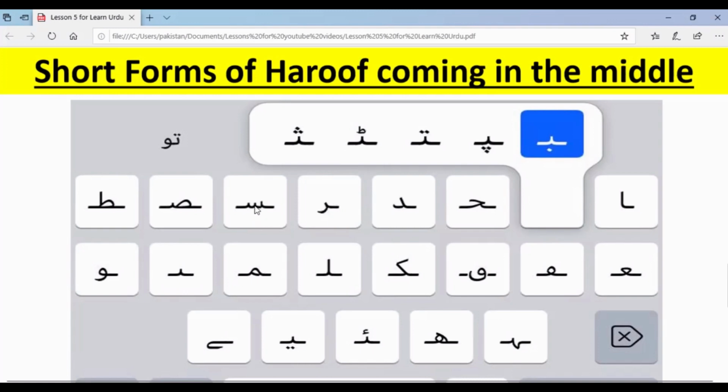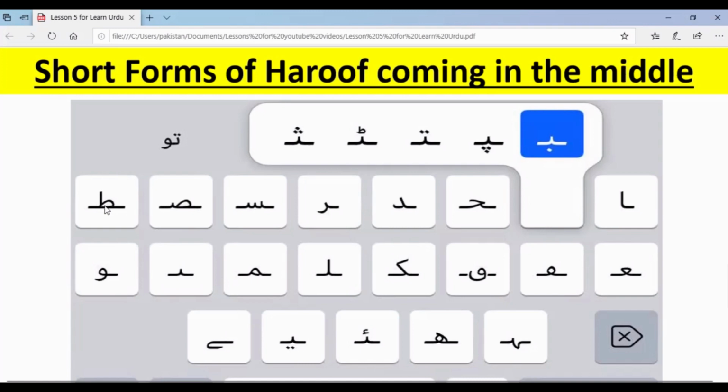And Seen and Sheen both will have the same shape like this, one tail on this side and one on this side. From here it will join with the previous letter, and from here it will join the upcoming letter. So Seen is empty, and Sheen has three dots at the top, as you know. And then Swad and Zwad, the shape of both letters will be like this. Zwad will have one dot at the top.